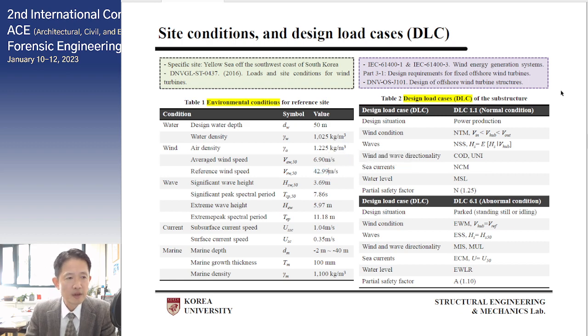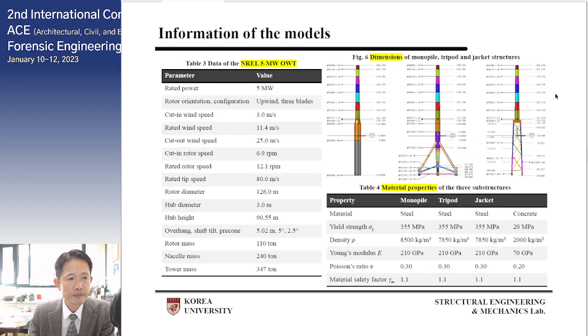Actually, if you open the DNVGL design code, we need to consider many different kinds of design load cases. But obviously, handling that many design load cases is not necessary for research purposes. So here we consider only two different design load cases, DLC 1.1 and DLC 6.1. The first one is the normal condition, power production. The second one is the abnormal condition. Here, the power is not produced, and the turbine is in parked condition, standing still or idling.